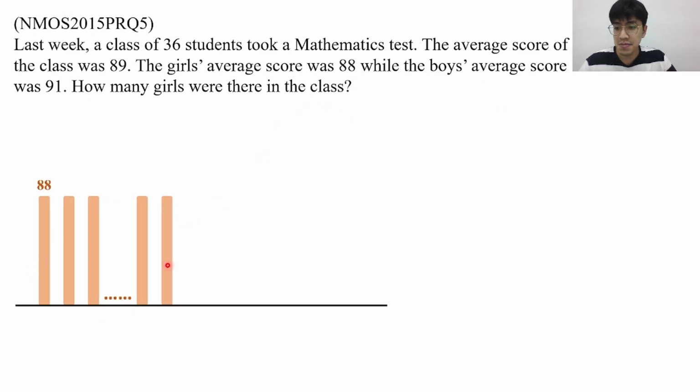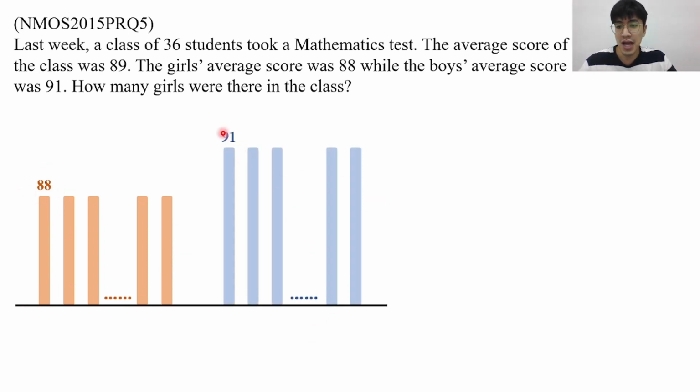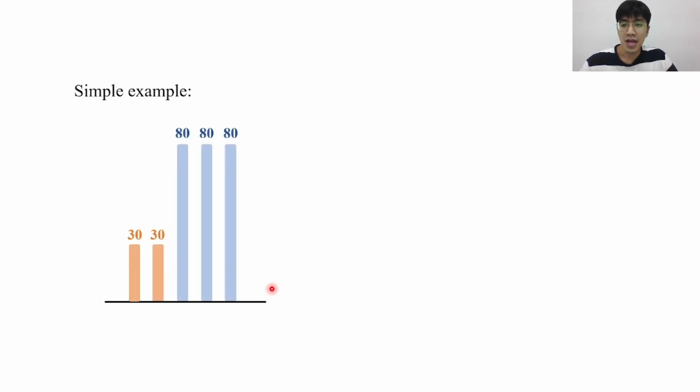So we have this amount of girls with the average score 88, and we have all the boys over here with the average score 91. And we know that the average of the class is 89. Could you be able to tell how many girls were there in the class just from this figure? Well, at this moment, we can't. But once we learn about the crossing method, then it will be very simple. Let us have a look at a simple and quick example.